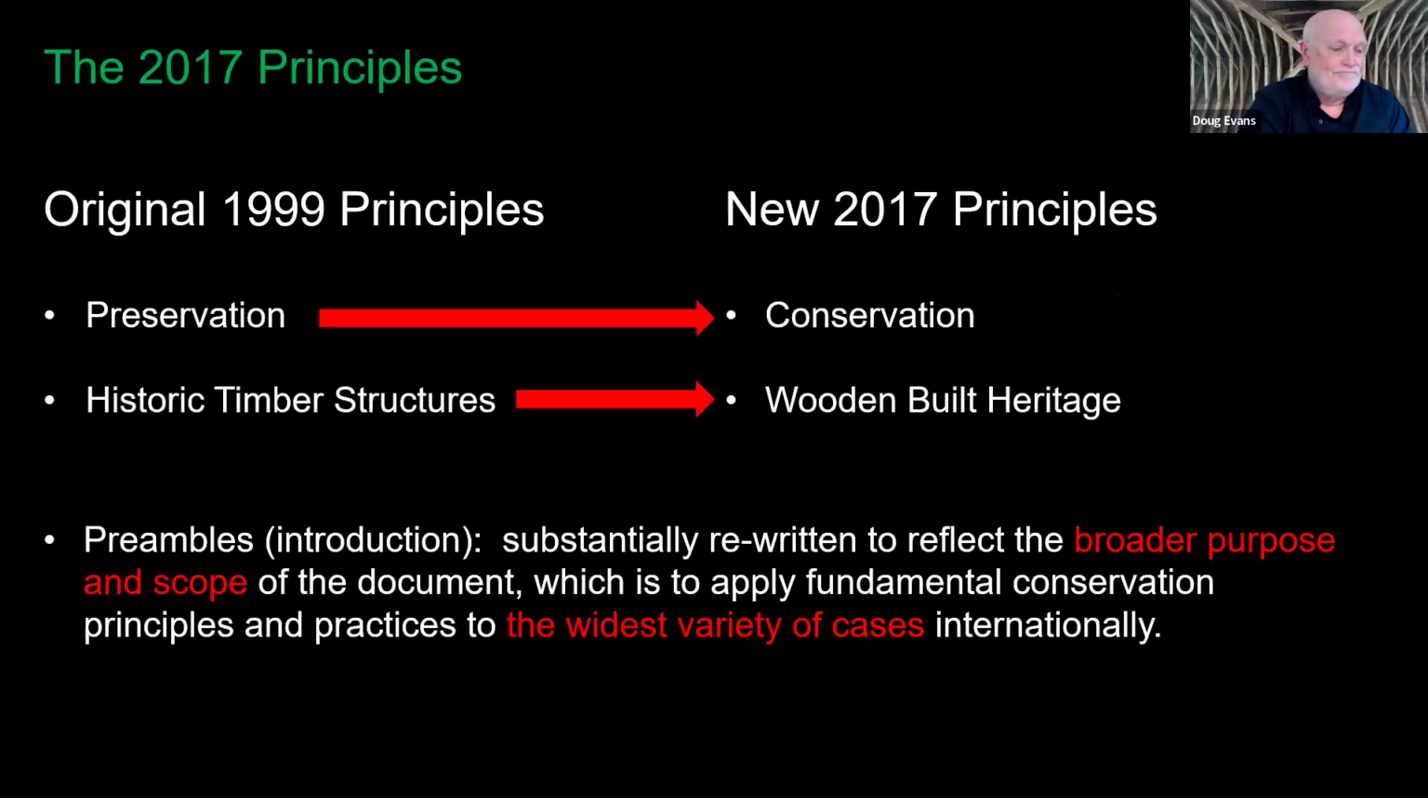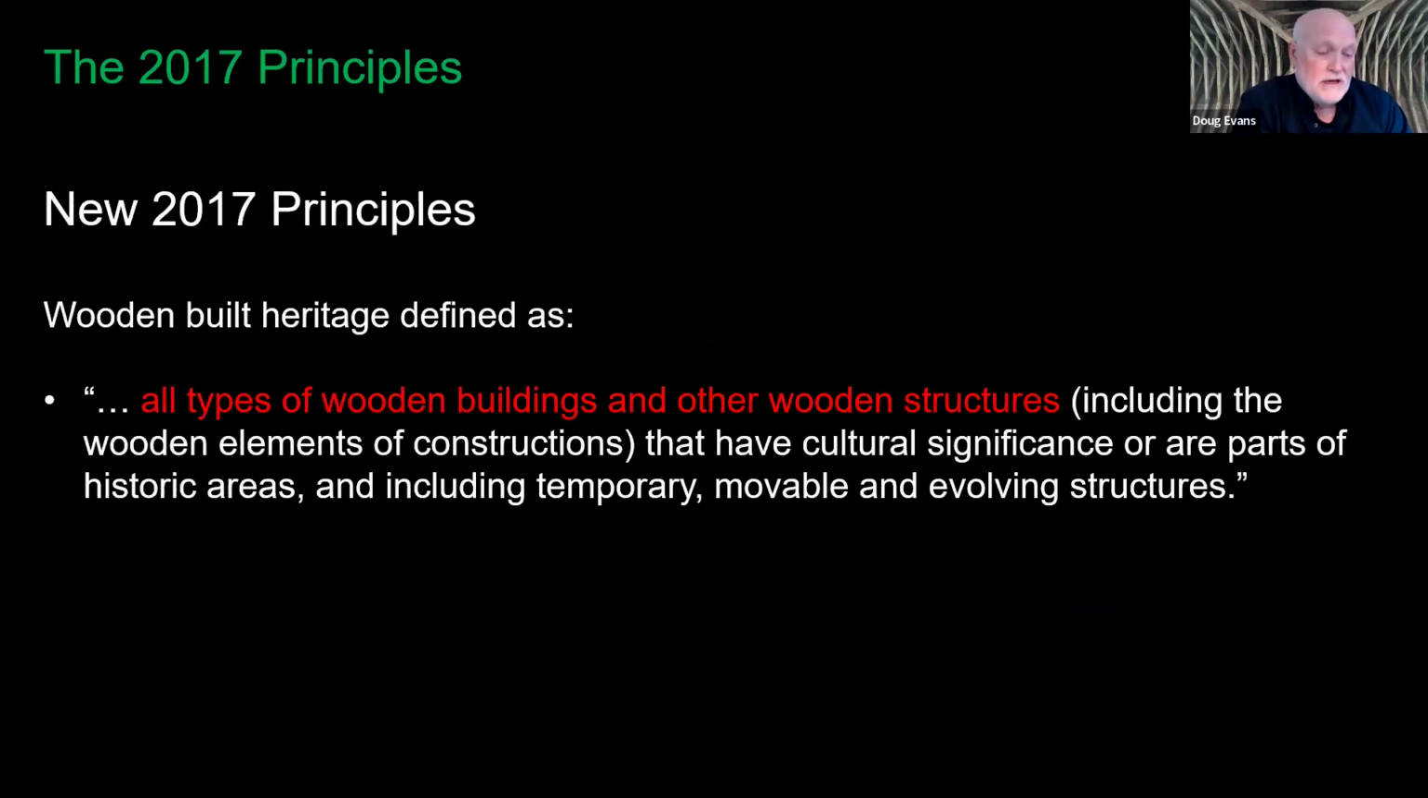The preambles in the new 2017 version reflect the broader purpose and scope of the document. Where the original principles referred to preservation of historic timber structures, the new principles were aimed at the protection and conservation of wooden-built heritage, which is defined as all types of wooden buildings and other wooden structures, including the wooden elements of constructions, that have cultural significance or are parts of historic areas, and including temporary, movable, and evolving structures.